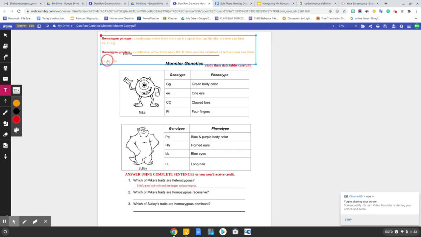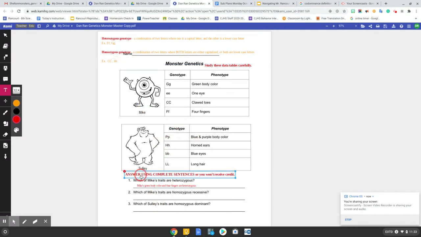Remember, hetero means different, homo means the same. So a homozygous genotype is a combination of two letters where both letters are either capitalized or both are lowercase letters. And I've given you two more examples. For instance, big C, hint, hint, is a homozygous genotype. Little b is a homozygous genotype as well, hint, hint.